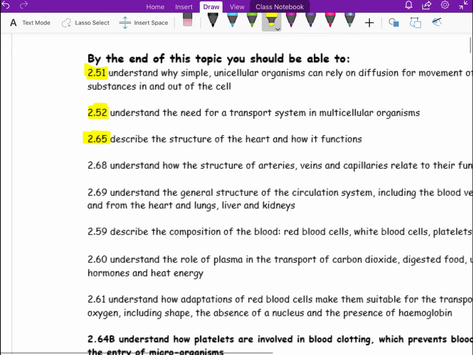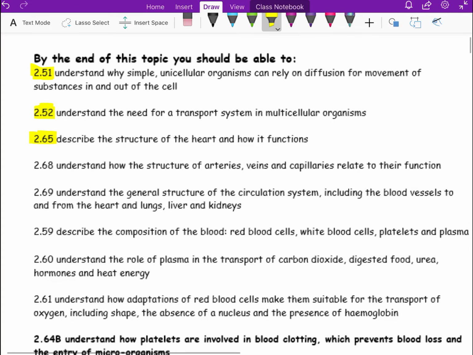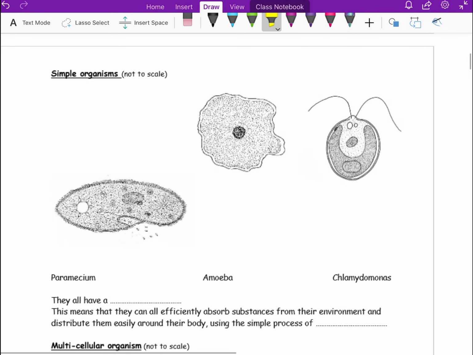This video goes through the first few points on the checklist for the transport in humans topic, including the importance of circulatory systems for complex organisms, and the structure of the heart and the function of the heart and the route of blood through the heart.